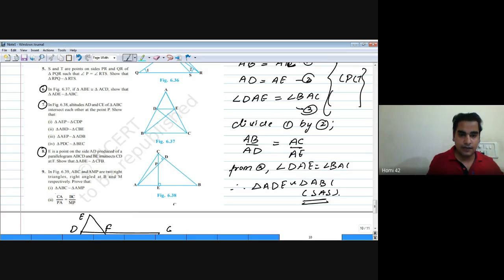Okay. CBE. So in ABD and CBE, this angle is 90-degree and this angle is common. So both of them are also similar by double A rule. Clear? Yes, one is 90, one is common.